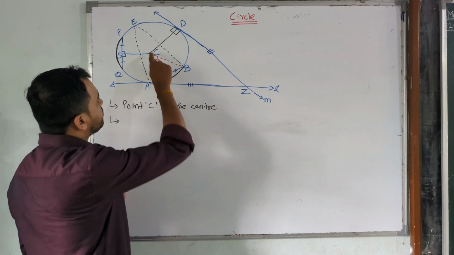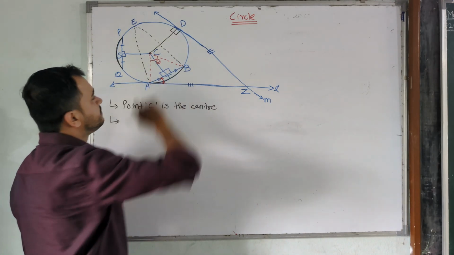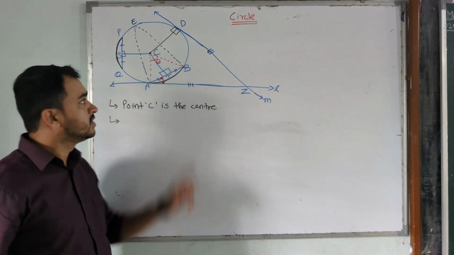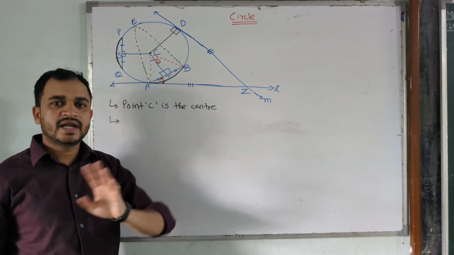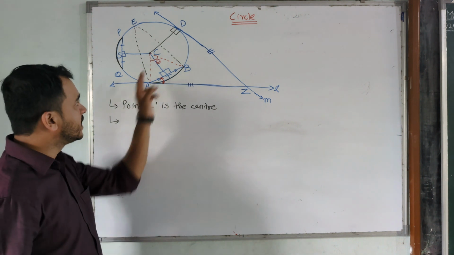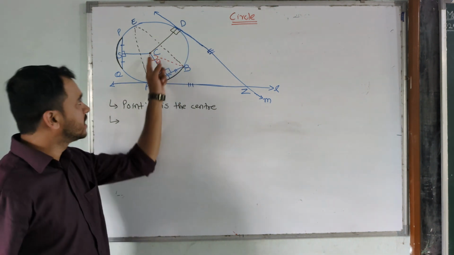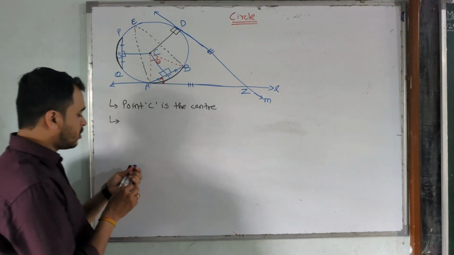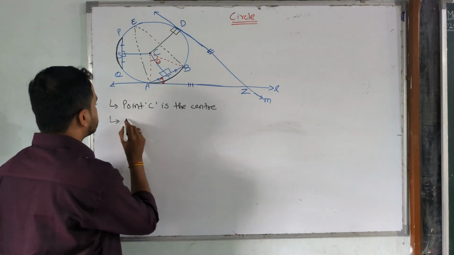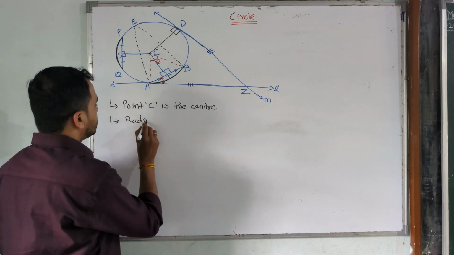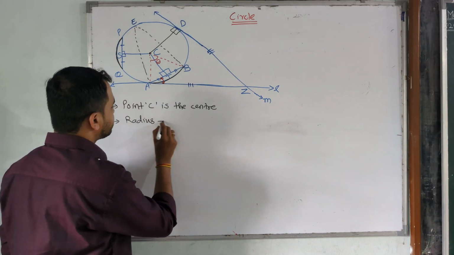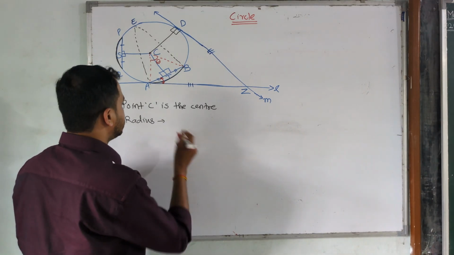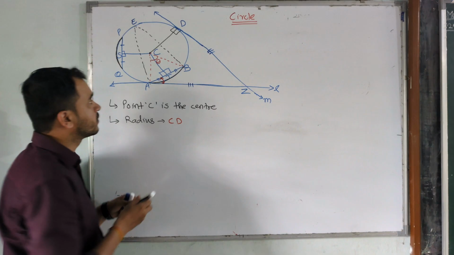So see, this C and D. C is the center and D is any point on the circle. Okay, if we join center and any point on the circle, then we get one segment. Here we get CD as one segment. ज्याला आपण काय म्हणतो? We call it as radius. So what is radius? Radius in our diagram is CD. CD is our radius. Okay.